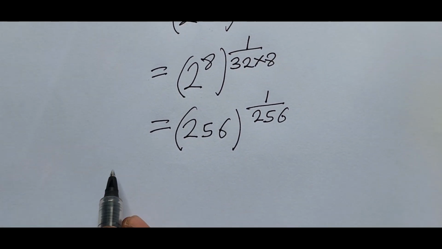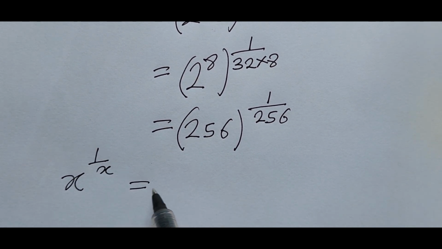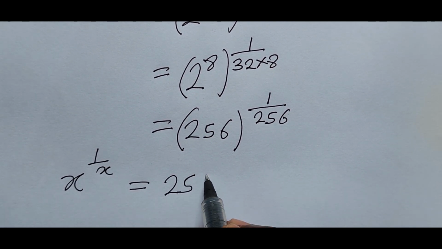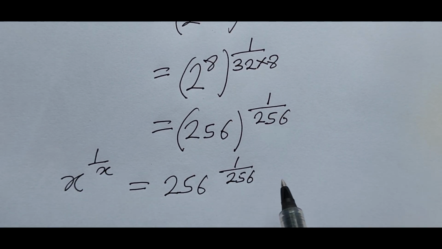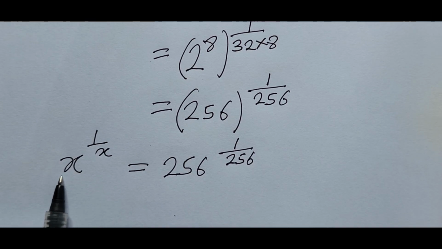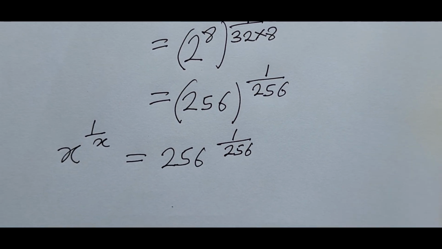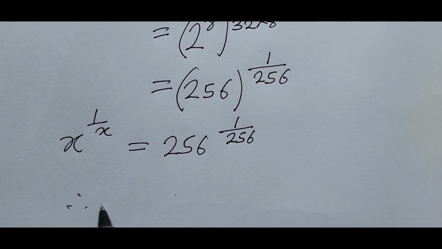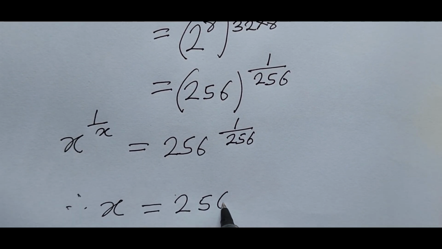So we have our expression in turn will give us x to the power of 1 all over x. This is equal to 256 all raised to the power of 1 all over 256. So we've achieved our aim. And what is the aim? We are having x to the power of 1 all over itself, and we are having on this other side 256 to the power of 1 all over itself. Okay, so we can therefore say that x is equal to 256.